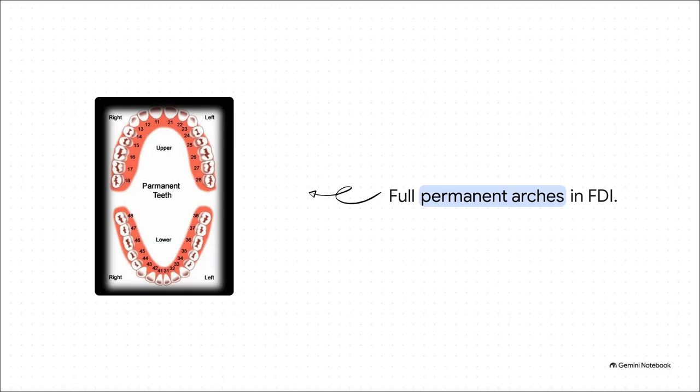Mapping this out onto a complete permanent arch reveals just how easy this is to memorize. Upper right is quadrant 1, so the central incisor is 11, going back to the third molar at 18. Upper left is quadrant 2, giving us 21 to 28. Lower left gives us 31 to 38, and lower right wraps it up with 41 to 48. See? It completely eliminates any confusion about left, right, upper, or lower.